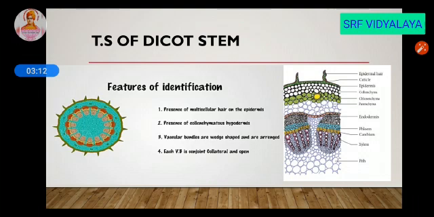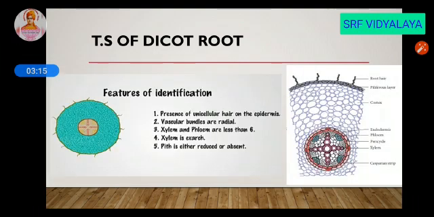Now we shall see the features of identification for the dicot root. Here the features of identification are presence of unicellular hair on the epidermis, vascular bundles are radial, xylem and phloem bundles are less than 6, that is 4 in dicot root. That's why we call it tetrarch. Xylem is exarch, pith is reduced or absent. In a matured root, the pith is reduced. So these are the features of identification for the dicot root.